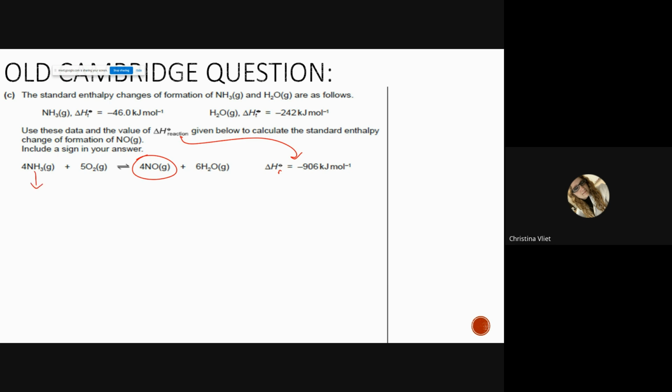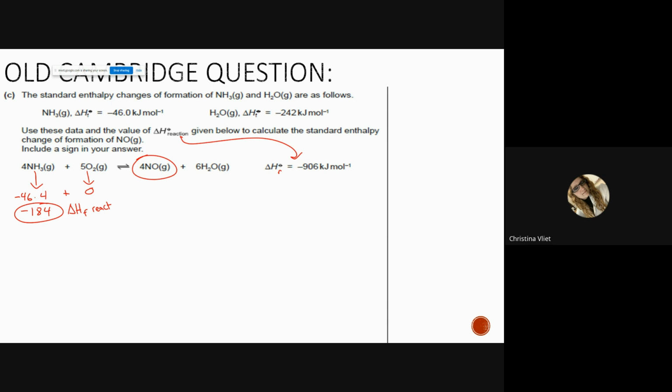What is the number for NH3? We're going to know that this is negative 46 times 4. What's negative 46 times 4? Negative 184. And then we still have to add that to the oxygen. What is the standard enthalpy of formation of oxygen? Zero. So this is the delta HF of the reactants. Are we okay with that?